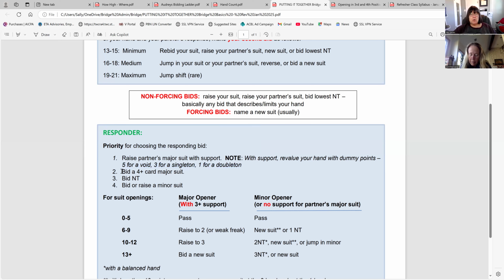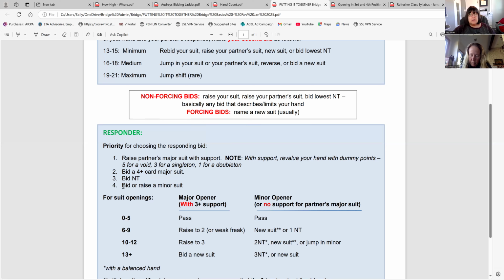Your second priority is if you don't have support for partner's major suit, or if partner didn't bid a major suit, he opened a minor suit, then your priority is to bid a 4-card major suit of your own. So that is the next thing you would do. If you don't have your own 4-card major suit, then your next priority is to bid no trump, at the appropriate level. We'll talk about that in just a second.